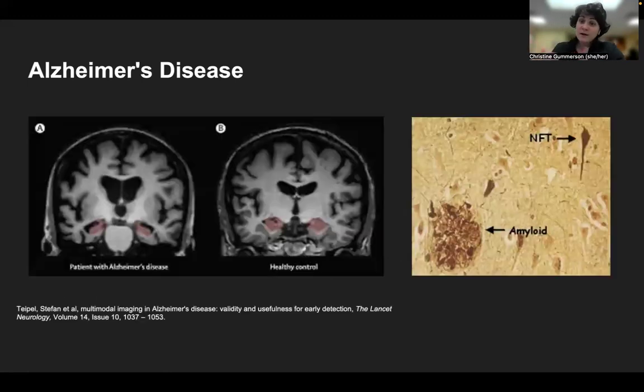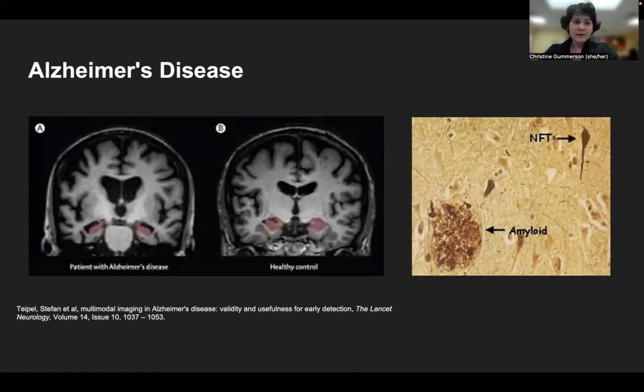So we talked a little bit about the substantia nigra and the basal ganglia as it relates to Parkinson's disease. And in Alzheimer's disease, different parts of the brain are affected by a different mechanism. And so what I've shown you here on the left side of the slide is an MRI of somebody who has Alzheimer's disease and an MRI of somebody who does not.